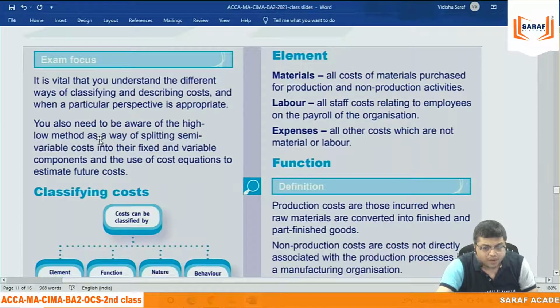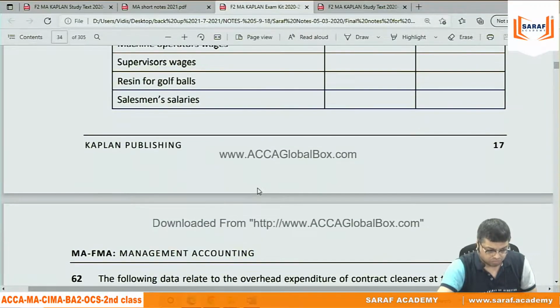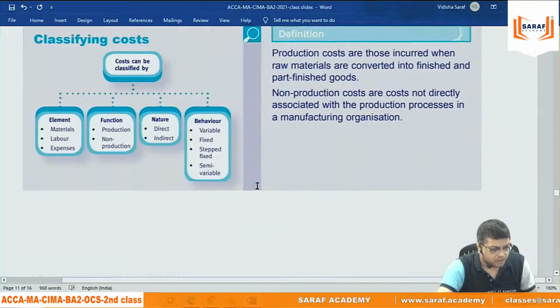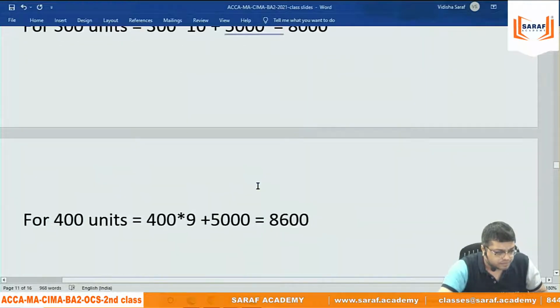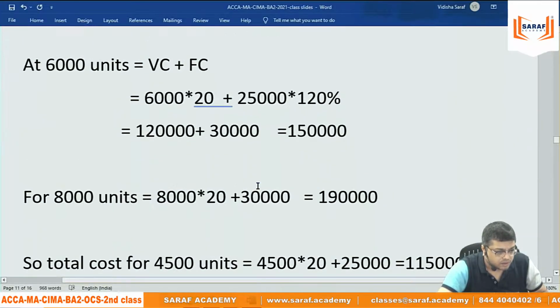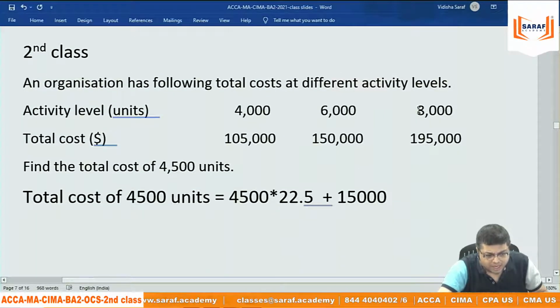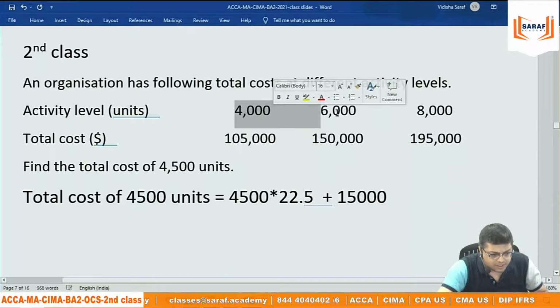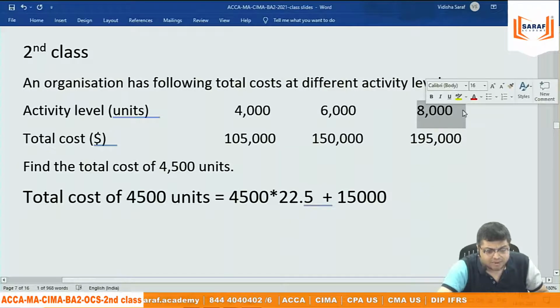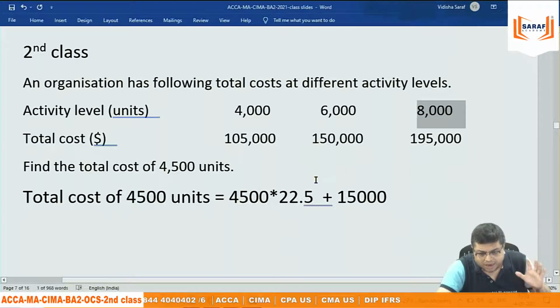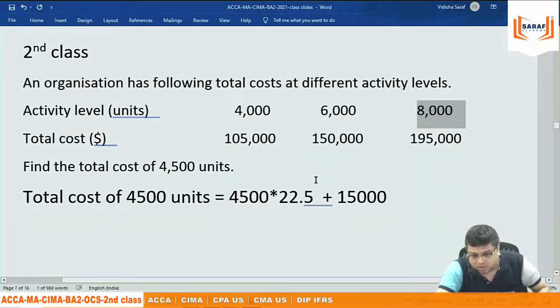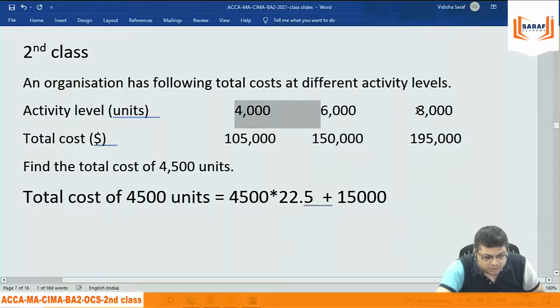You also need to be aware of the high-low method. What is high-low method? When we have done the question, maximum question we have taken 3 levels. The lowest level is this. The highest level is this. Normally, if the problem is silent, here the problem was not silent. Problem is silent, and you want to find out variable and fixed cost. You should be using these 2 levels.